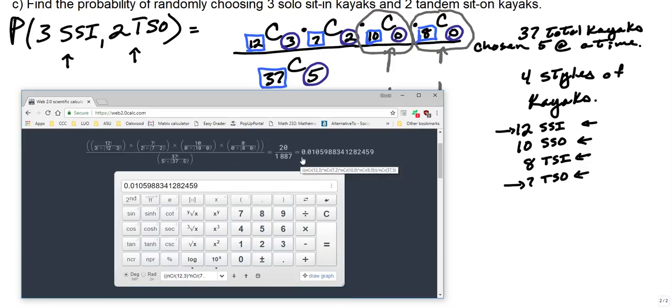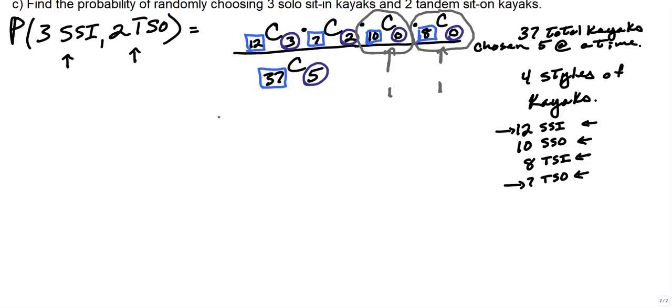And I end up with 0.01059, which we'll round to 0.0106. And you'll notice that this probability is much larger than what we had previously.